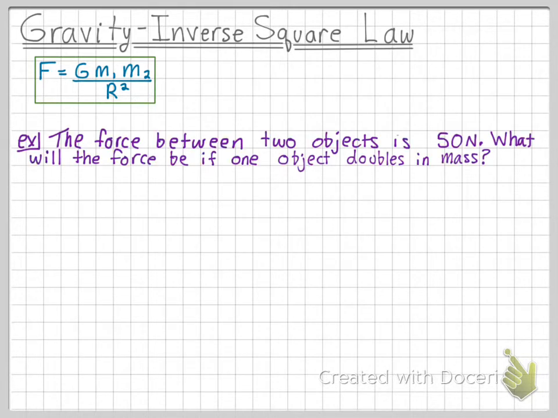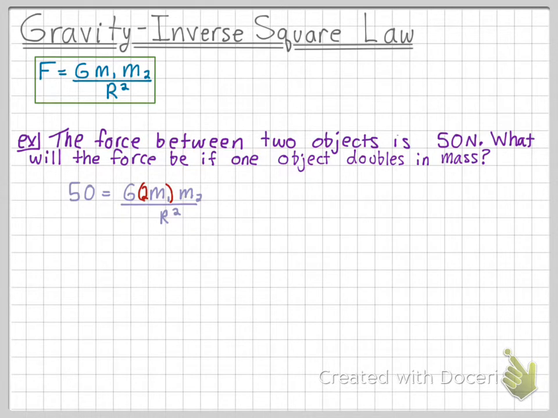The force between two objects is 50 newtons. What will the force be if one object doubles in mass? We know that our equation will look something like this in the beginning. So we know that the force is 50 newtons, but we don't really know these other values yet. So if we want to double one of the masses, we will put a 2 next to one of the masses on the right-hand side of the equation.